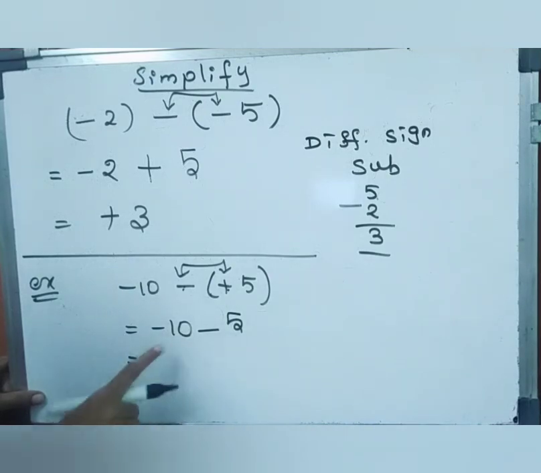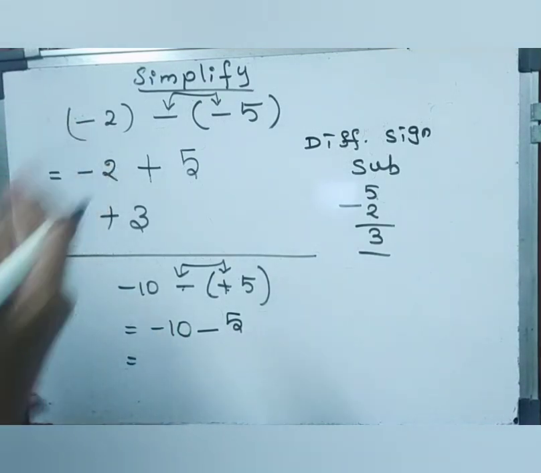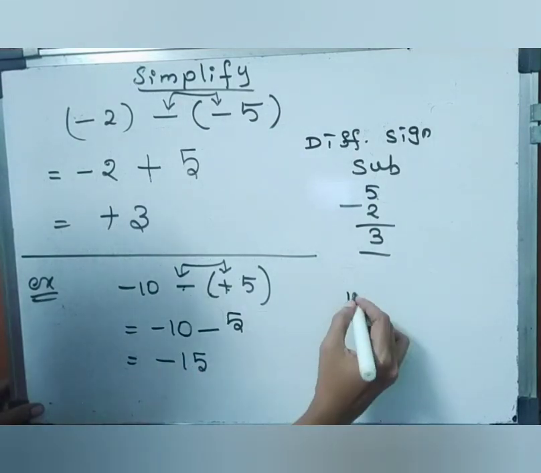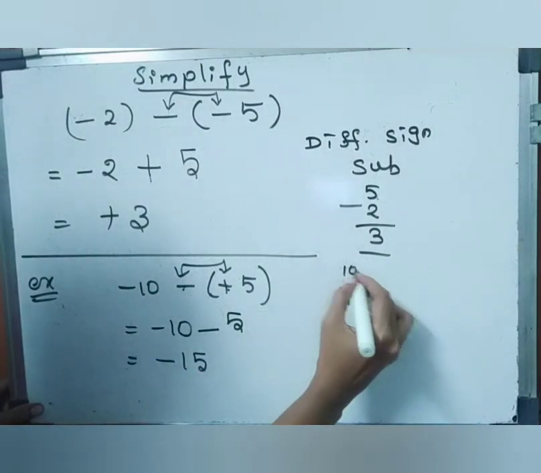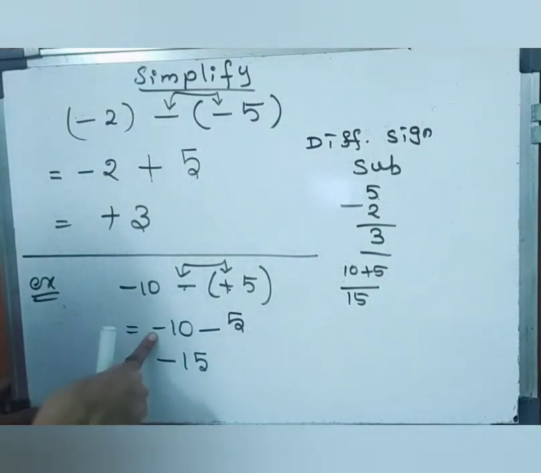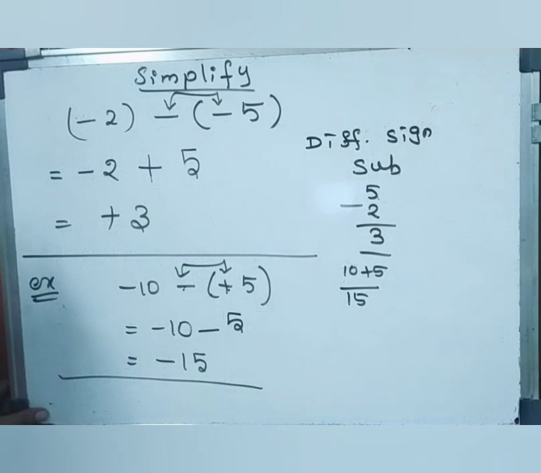Now same sign. We don't have any bracket. Apply the normal rule. Same sign, add and put the same sign. So addition: 10 plus 5 is equal to 15. Same sign, the allotted sign here is negative. So negative 15.